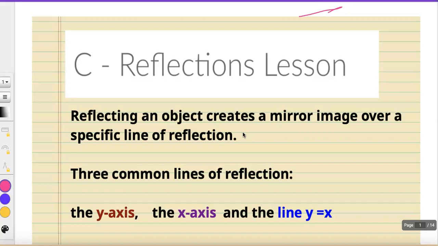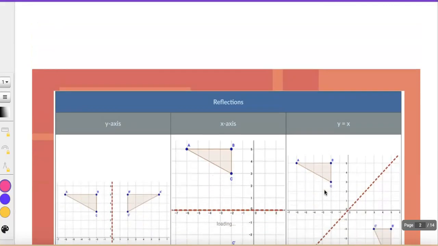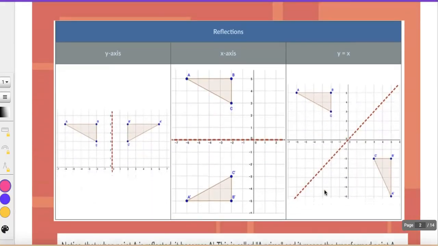One, we will be reflecting along the y-axis, another one is the x-axis, and the third one is y is equal to x. That will be your slant line of reflection. As I go through the session, I will go over each of the different lines of reflection. So first of all, this is a pictorial representation of different types of reflection.